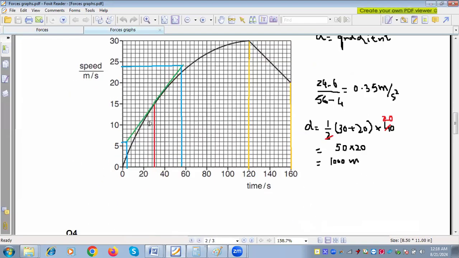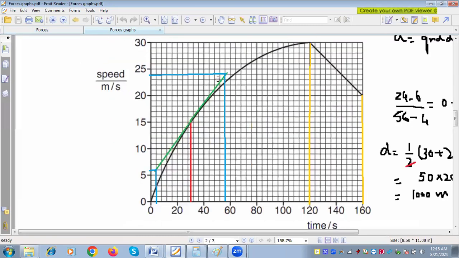Question number 3. See, this is the gradient which is drawn. The tangent is drawn at 30. The red line is showing the position of 30 seconds, and at the point where the time is 30, the tangent is drawn touching the curve. So the final velocity is equal to 24, and the initial velocity is 6.